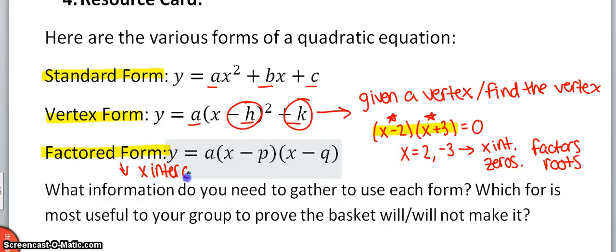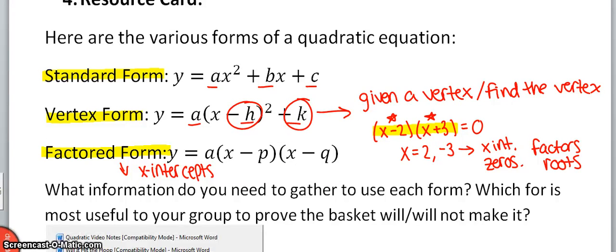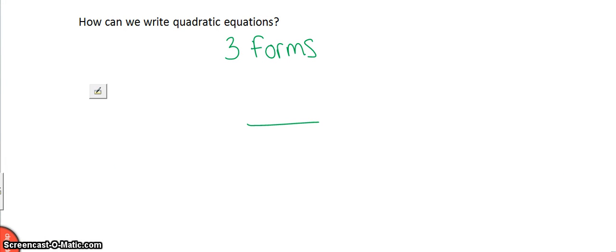And the reason it's called factored form is because you're probably going to have to use factoring somewhere along the line if you want to get your equation into this form. So those are all the three forms of quadratic equations. Make sure you have those written down in this section here with all the notes I gave you about when you would use those. Those will be very helpful for when we're going through problems in class.